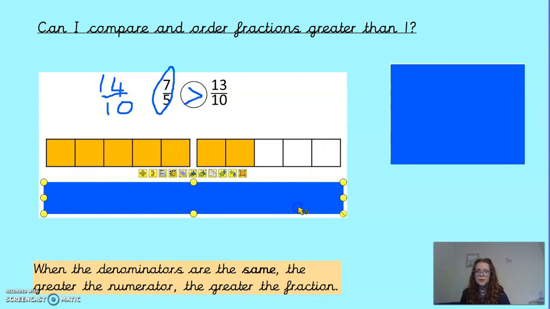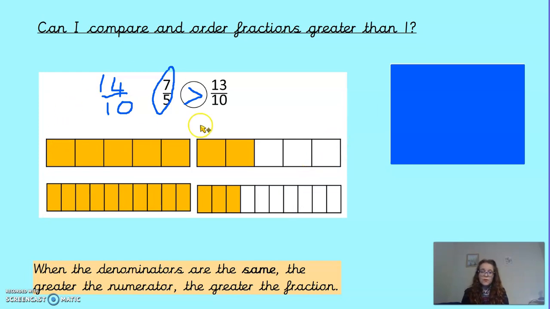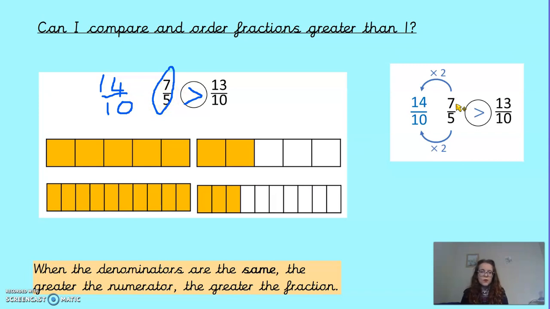You can see there's my bar model again. Now this is my bar model if they were in fifths. Actually, I've also done multiplying it by 2 here to make them have the same denominator and therefore easier for us to compare.